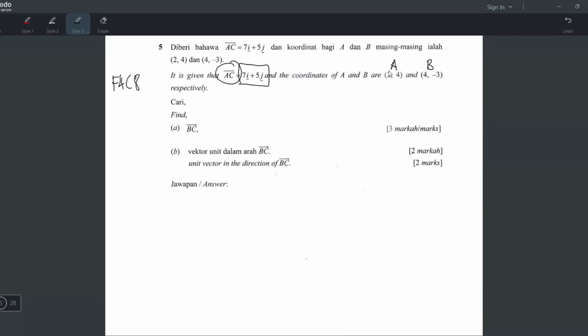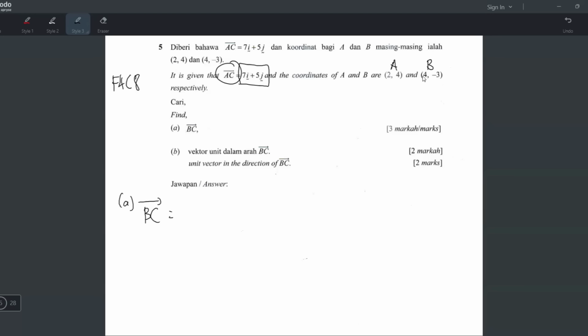Just take B coordinate minus A coordinate. But let's see what they want first. Find BC. Oh, so they don't want the AB. They want BC. Alright, how to find the vector from B to C? Do I have point B and point C? If I have point B and point C, it's very good, because then I can take the C coordinate minus the B coordinate. But I don't have it. I only have B. The C coordinate is not given.